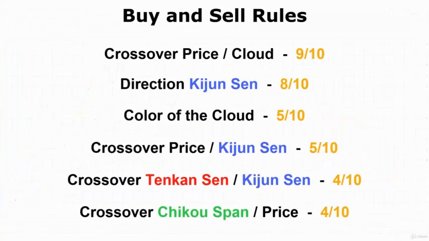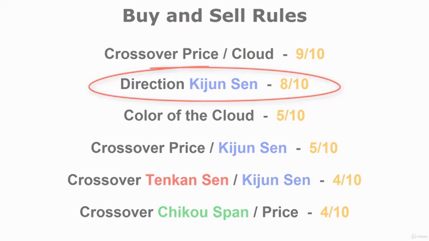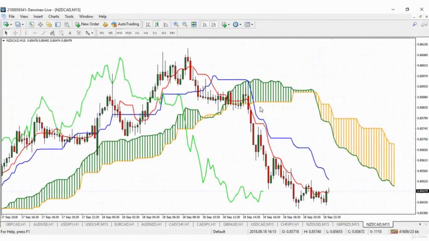The second important condition is the direction of the Kijun-sen, the blue line, and I have assigned a grade of 8 out of 10 to it. This is another fundamental condition, so once again I suggest you to follow it 100% of the times. Taking the same example, you can see that here the price is under the cloud and the Kijun-sen is starting to go down. Actually, the Kijun-sen had a small change of direction already here, and then we had a flat line for a long period.